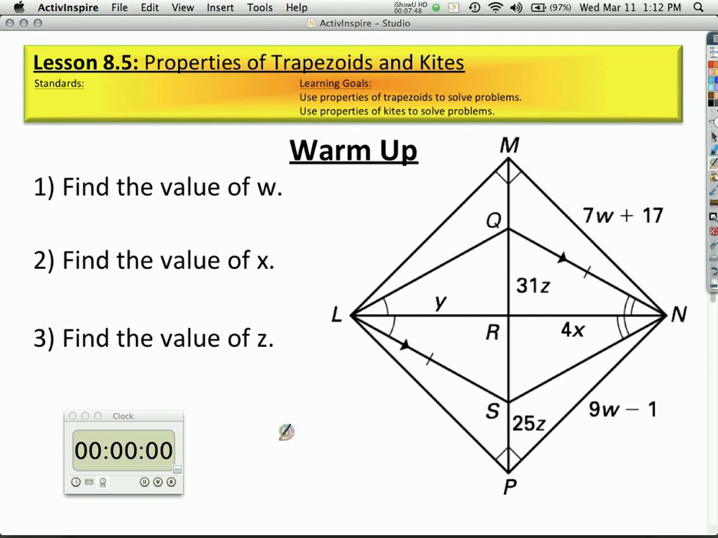Okay, pick up your colored pens. Let's see how we did.